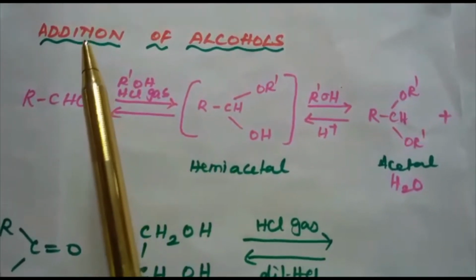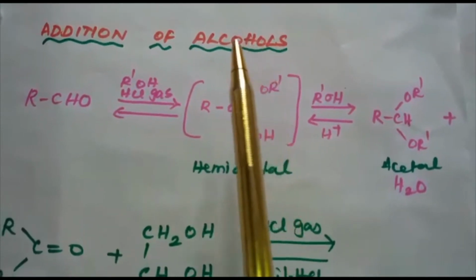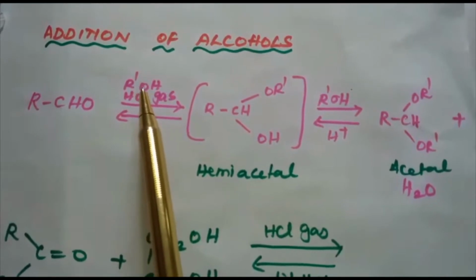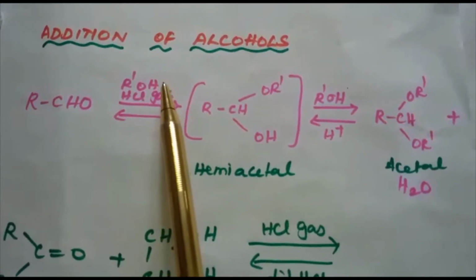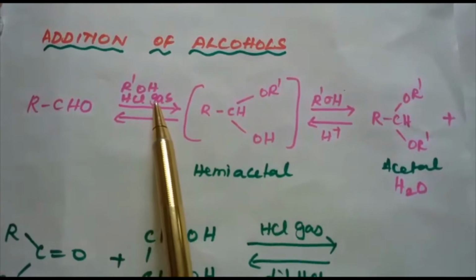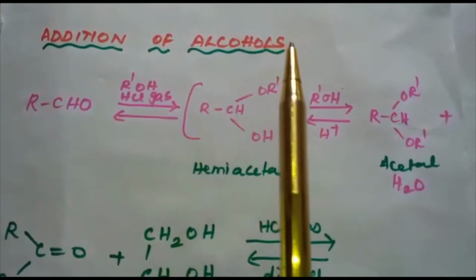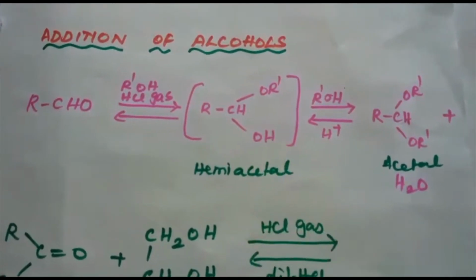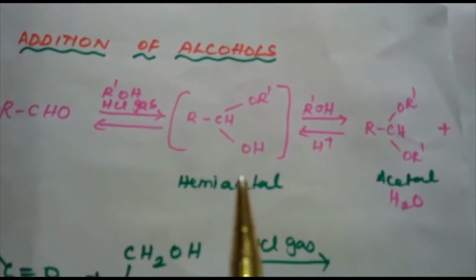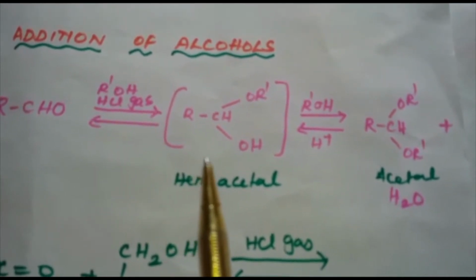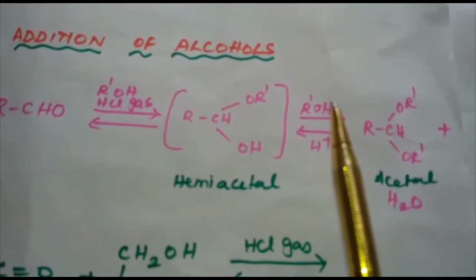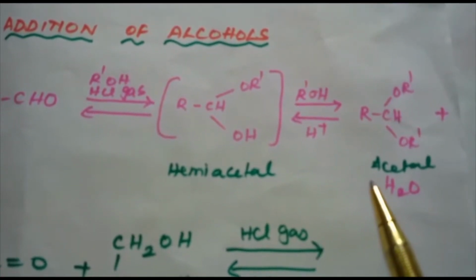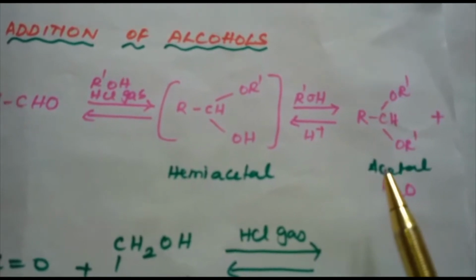Next reaction is addition of alcohols. Aldehydes react with one equivalent of monohydric alcohol in presence of dry hydrogen chloride to yield alkoxy alcohol intermediate. This is the intermediate, also known as hemiacetal. These hemiacetals further react with one more molecule of alcohol to give a geminal dialkoxy compound, which is known as acetal. This is the acetal over here.